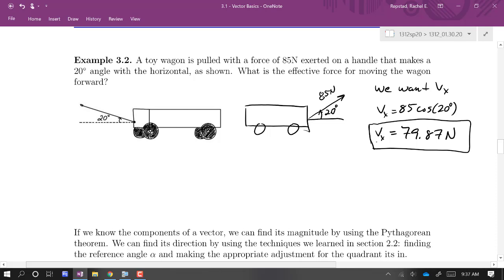It makes sense that some of that force, some of the 85 newtons, is sort of wasted, not because you're not pulling it directly forward, right? You're at an angle, so some of that is an upward force.